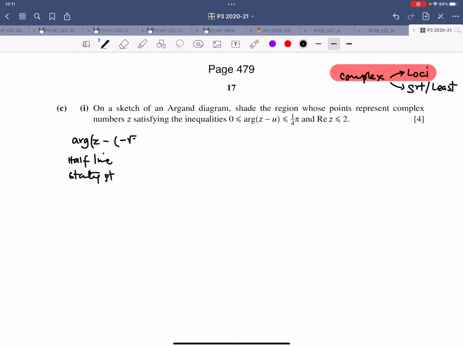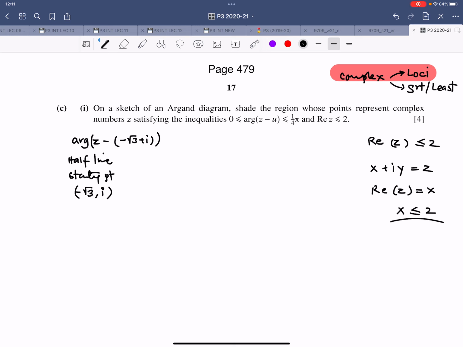Minus root 3 plus i. So the starting point is (minus root 3, i). And there are two angles, one is 0, one is pi by 4, both inclusive. Real part of z is less than or equal to 2. So if z is x plus iy, the real part of z is x, therefore x is less than or equal to 2. You have to draw an inequality.